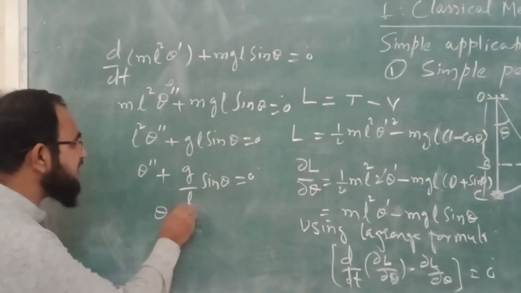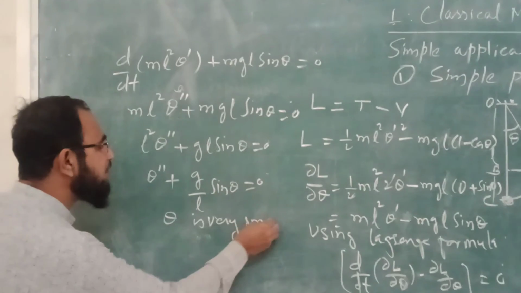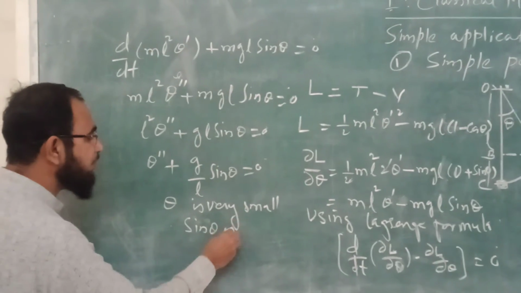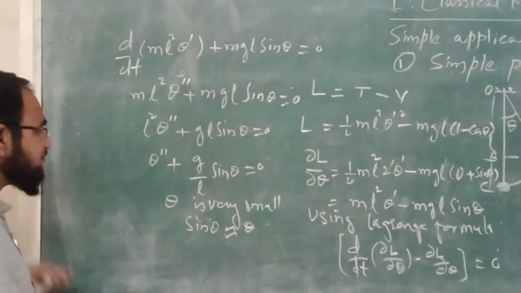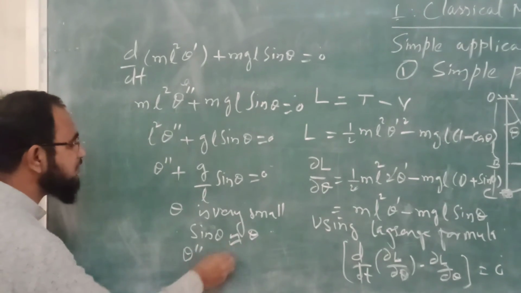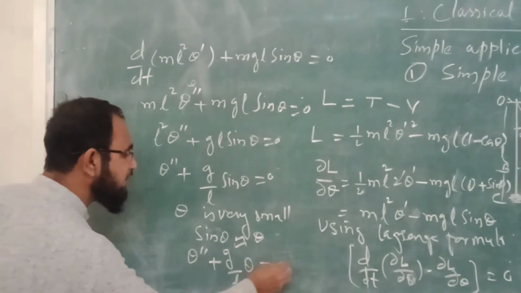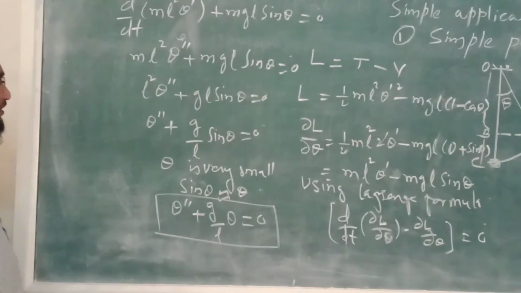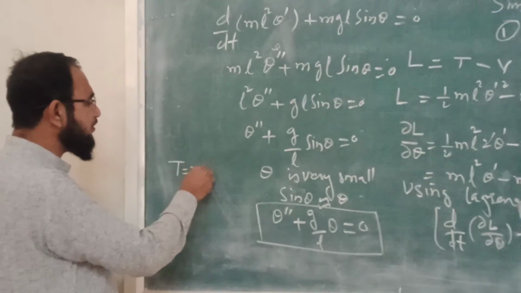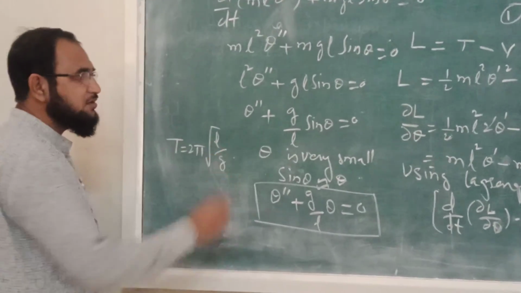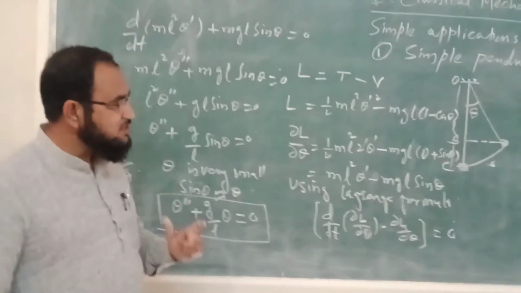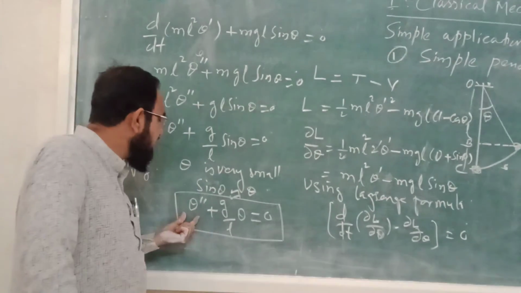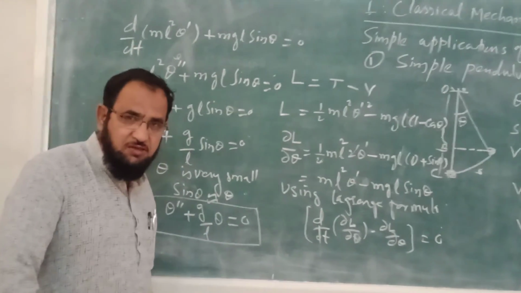If theta is very small, then sine of theta is approximately equal to theta. Therefore theta double dash plus g by L theta should be equal to 0. This is the equation of simple harmonic motion, whose time period is 2 pi root L upon g. So with the help of the Lagrange equation, we can derive the equation of simple harmonic motion as theta double dash plus g by L theta is equal to 0. Thank you.